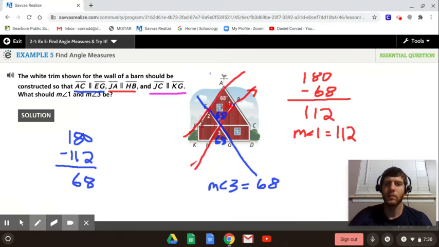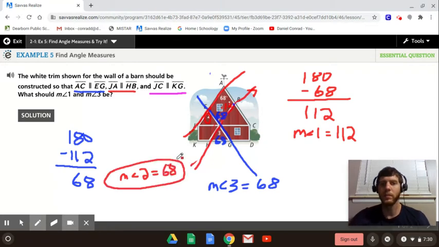is parallel to HB. If we notice these two angles here, 2 and F, are alternate interior angles. So we know alternate interior angles are congruent. So we know the measure of angle 2 is going to be 68 degrees as well. So you got to use your angle pair relationships for these.